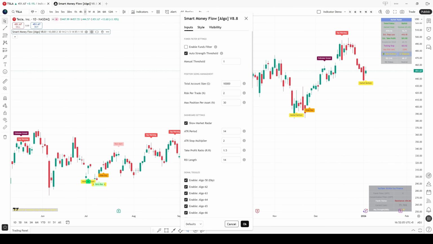Next is Position Management. In the Settings, find Position Sizing Management. In Total Account Size, fill in your total account balance. If it's 100K, write 100,000, if it's 1 million, write 1 million. For risk PER trade, it is best to choose 2%. This controls the loss per single trade.